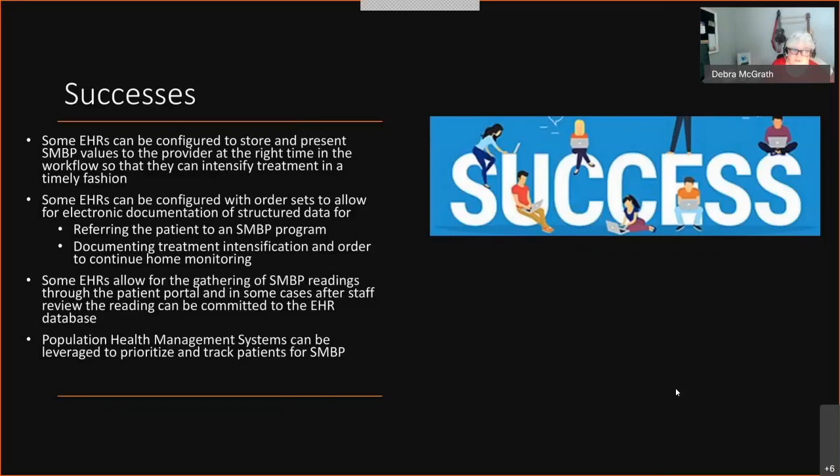Some of the EHRs allow for the gathering of SMBP readings through the patient portal, and in some cases, after staff have reviewed the readings, can be committed to the EHR database. I do think it's very important that clinical eyes are on these readings before they're committed to the database, so that you don't run into issues of sort of noise going directly into your EHR. And then we've been able to leverage population health management systems to prioritize and track patients for SMBP programming. Next slide, please.